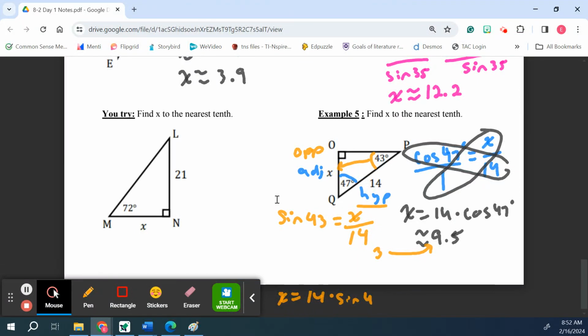I'm a little confused. How do you determine which one's the adjacent one? Hypotenuse never changes. It's always across from the 90-degree angle. Okay, so the adjacent is always going to be whatever's not opposite.